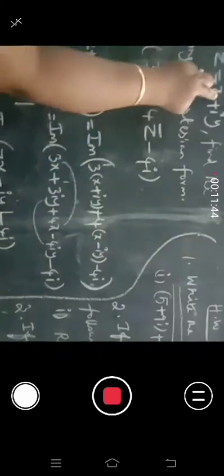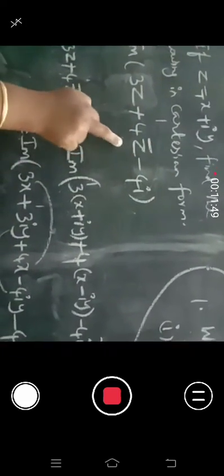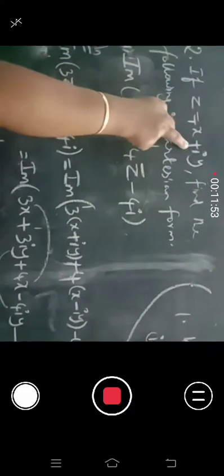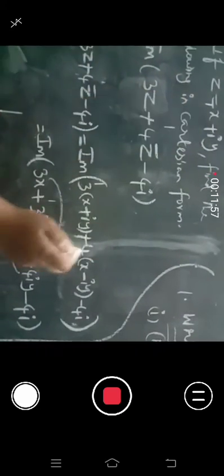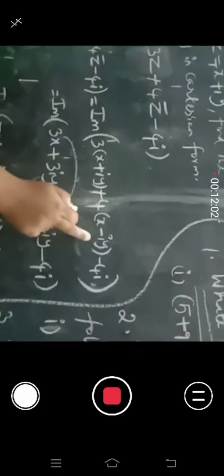Okay. Now 3 times z, that is 3 into x plus iy, plus 4 into z bar. What is z bar? This is nothing but the conjugate of a complex number. Conjugate of z. What is the conjugate of z? x minus iy. So here 4 into z bar, 4 into x minus iy, minus 4i.